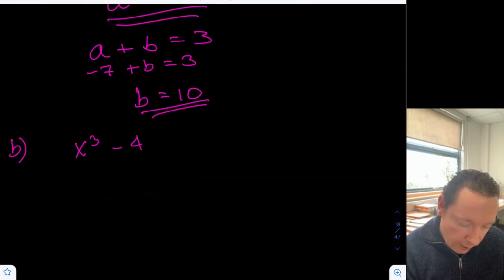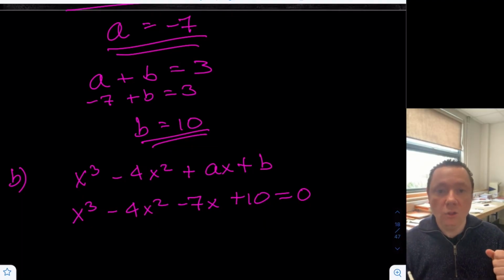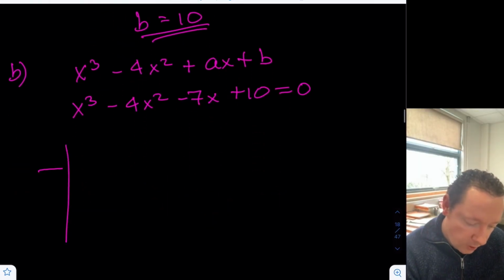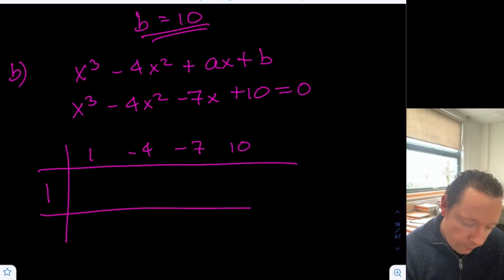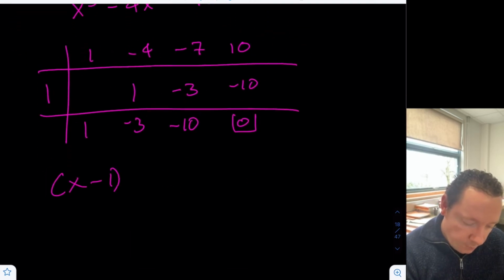For our second solution, x cubed minus 4x squared plus ax plus b, that's x cubed minus 4x squared, a is minus 7, so minus 7x, and b is 10, and equal to 0. Now remember, in the question here, it already told us a factor, which was x minus 1. So using synthetic division on that, we get 1, minus 4, minus 7 and 10. 1, minus 3, minus 3. Minus 3 minus 7 is minus 10, and 0. So that means that we've got x minus 1 and x squared minus 3x minus 10 equals 0.